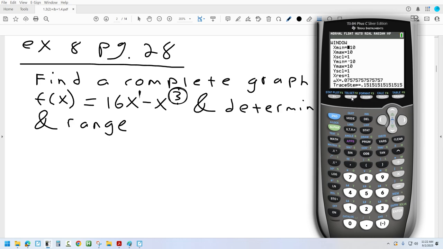What do I need to adjust on this window in order to see higher and lower? Yeah, the Y min and the Y max. How much higher and lower? Well, you could play with it, but I just know that negative 50 to 50 is going to end up working well. Leave everything else the same. Now, you have a complete graph.